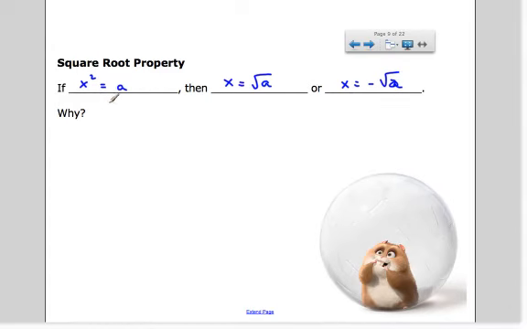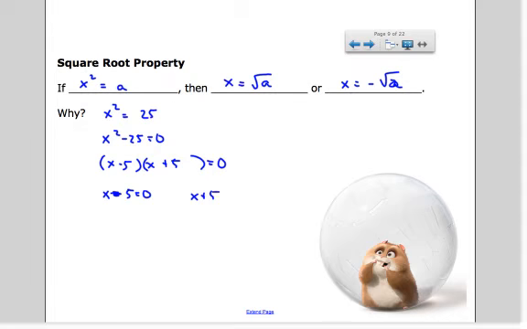Well, for example, if x squared equals 25, say, then I would normally move this over and get x squared minus 25 equals 0. And then I would factor this because it's a difference of two squares. So this is x minus 5 and x plus 5 equals 0. So x minus 5 equals 0 and x plus 5 equals 0. So x equals 5 or x equals negative 5. But notice 5 is the square root of 25, and it's positive here and negative here. So that's what that means right here.